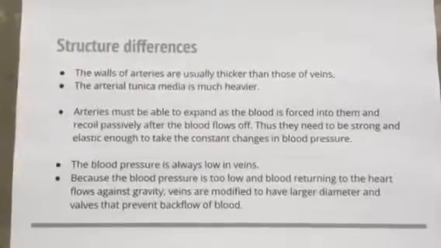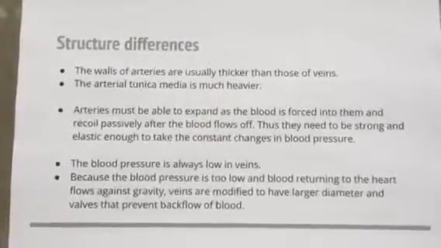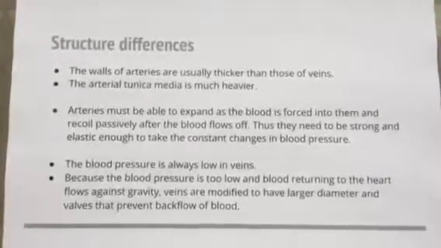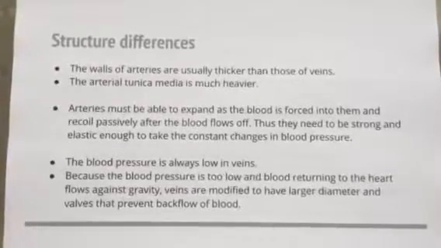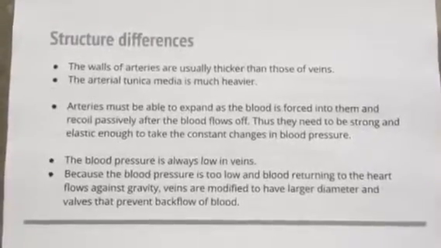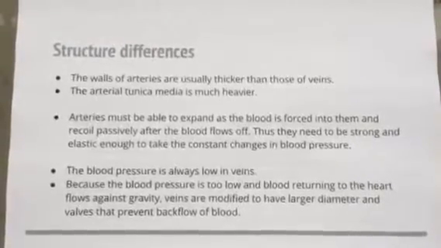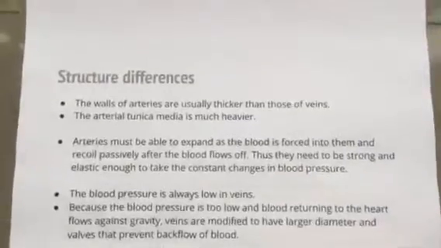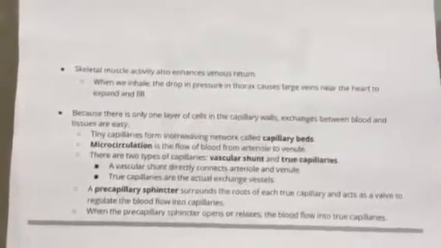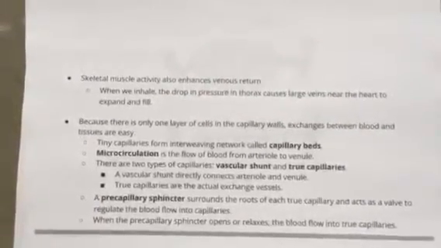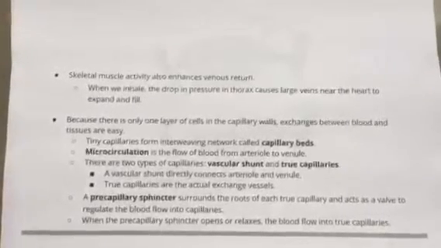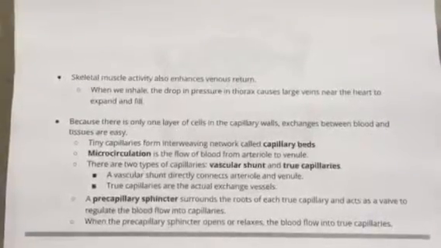The blood pressure is always low in veins, thus they need thin walls. Because the blood pressure is so low and the blood returning to the heart flows against gravity, veins are modified to have larger diameters and valves that prevent backflow of the blood. Skeletal muscle activity also enhances venous return. When we inhale, the drop in pressure in the thorax causes large veins near the heart to expand and fill.